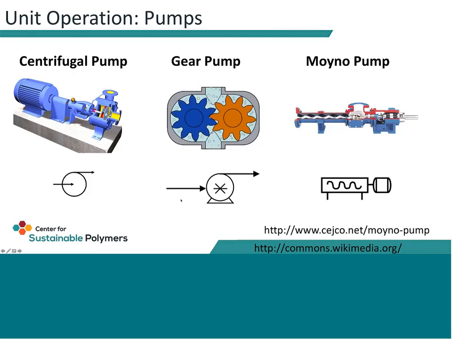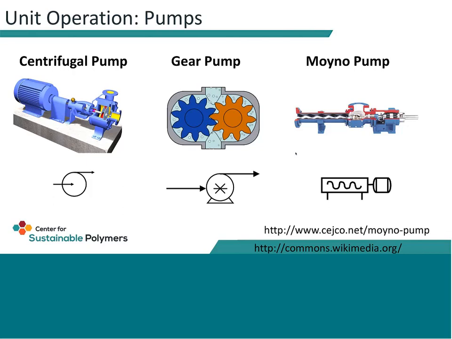A positive displacement pump is very different. This is a gear pump where I have fluid come in. It's then forced around by the gears and then comes out the top. These are used for different applications depending on what I'm trying to achieve. Something more relevant to polymers would be something like a Moineau pump, where I have this kind of curved blade right here that turns. It's useful for very viscous mixtures.